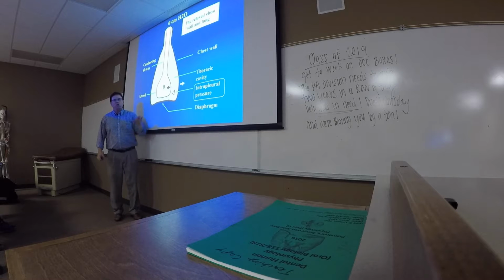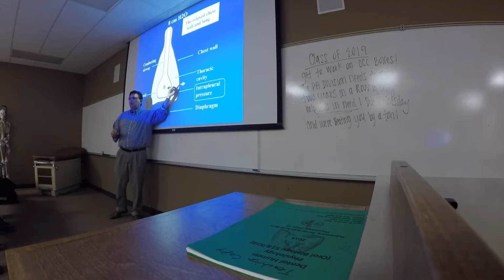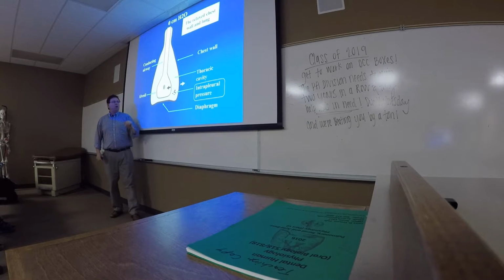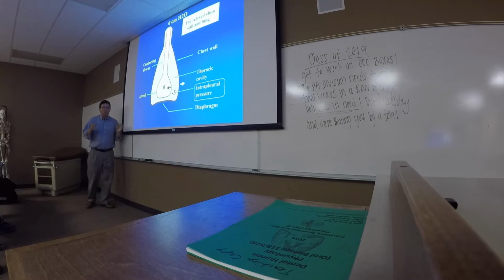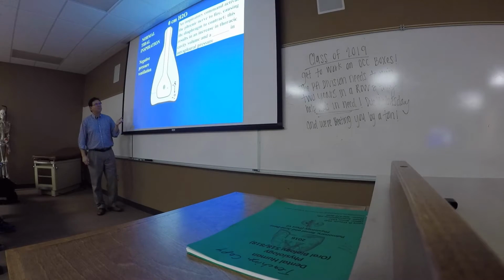And so when you're relaxed, there's this equilibration point where the outward elastic recoil pressure is exactly equal to but opposite of the inward elastic recoil pressure. And that is when you are at FRC, that functional residual capacity. So this right here is what we have at rest when we're at FRC. This is our starting point for inspiration.